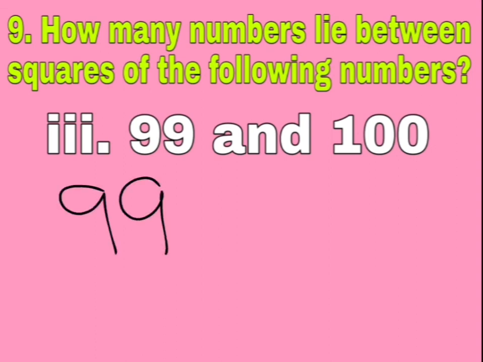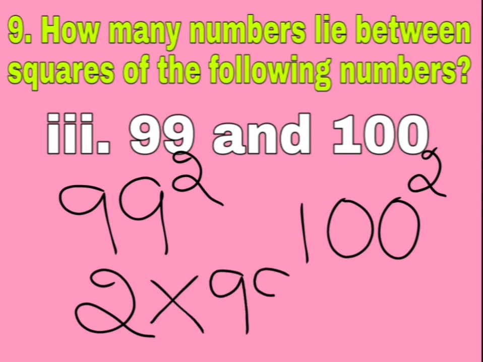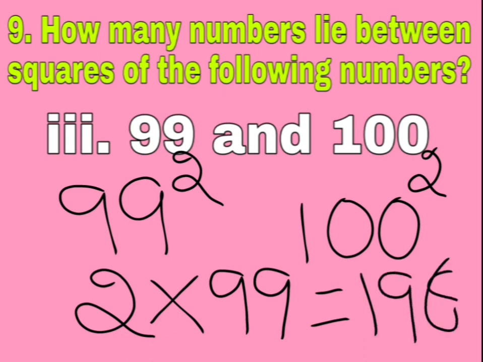Okay, the third sub question, 99 and 100. Between 99 square and 100 square, how many numbers are there? That thing we have to calculate. These are such big numbers, so counting will take too much time. We'll do 99 into 2, which is equal to 198, right? 198. So that many numbers we are going to get between the squares of 99 and 100.